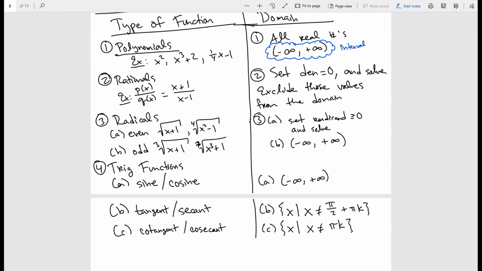At this point, hopefully you are very good with interval notation. Remember, infinity is never going to be included. You're always going to have parentheses around the infinities, because infinity is not a number, it's just an approximation. So that's interval notation.